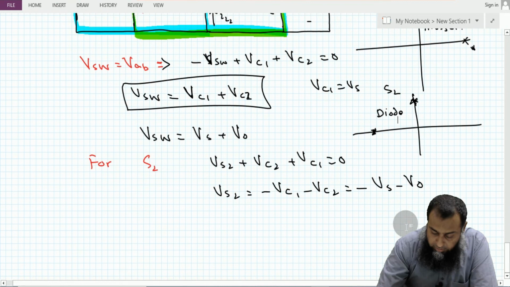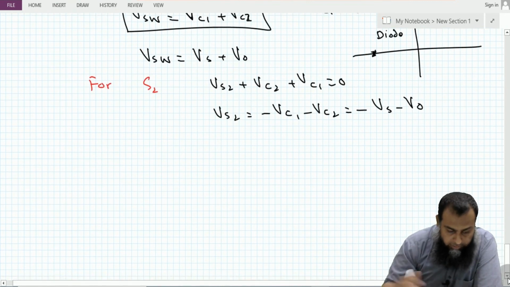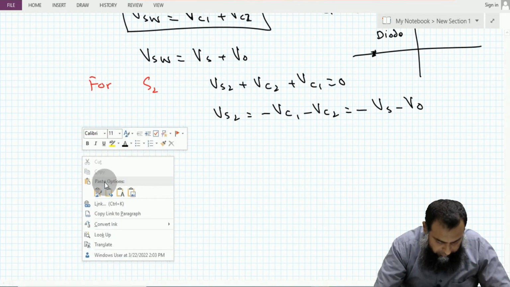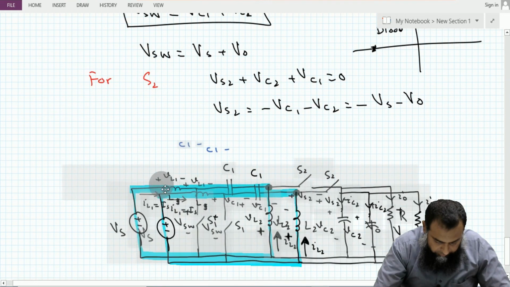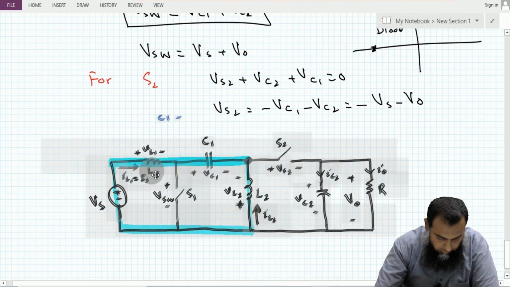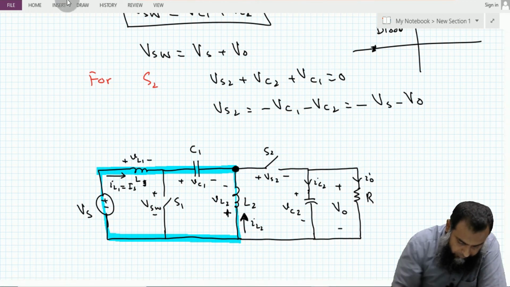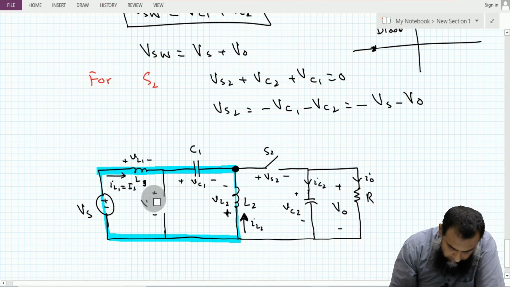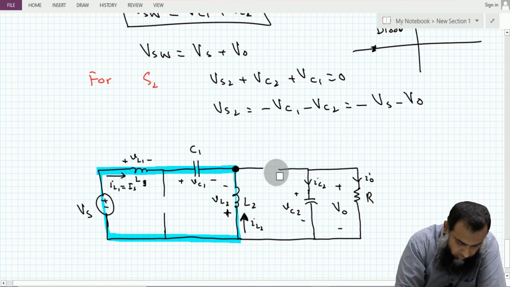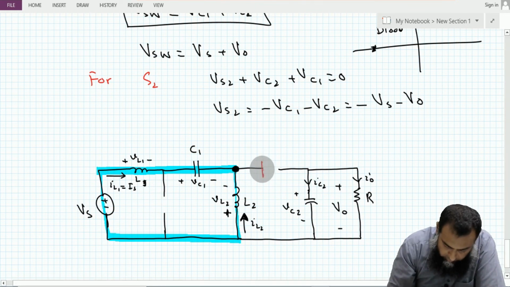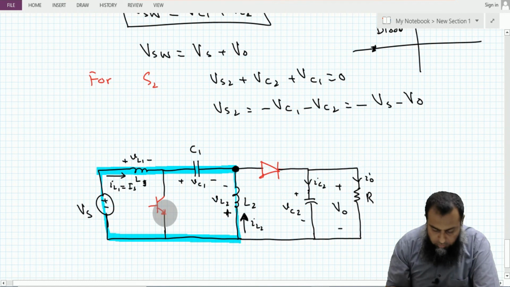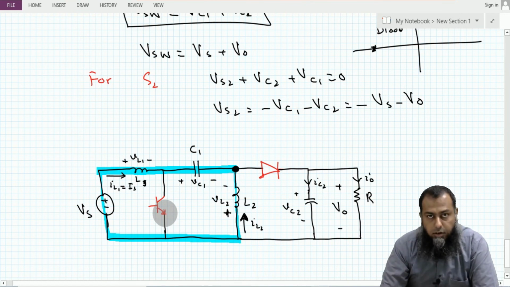So if I draw the circuit now, let me paste the circuit here. Let me replace these two switches now. Here we have the diode, and here we can use a BJT, or I can use an IGBT or a MOSFET.